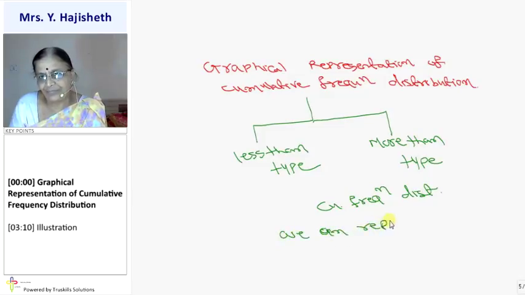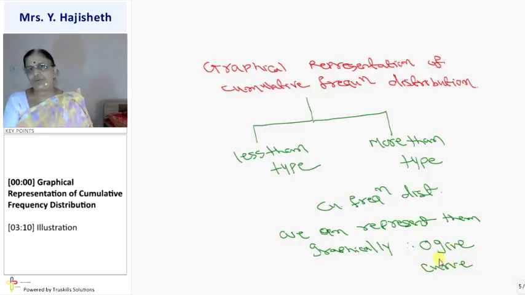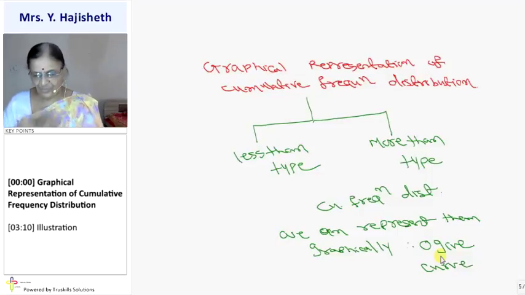We can represent them graphically, and that graph is called ogive curve. Graph of this cumulative frequency distribution, we call it an ogive curve. Two types of graph we are going to draw, less than type and more than type of cumulative frequency distribution, and that representation we call an ogive curve, okay?